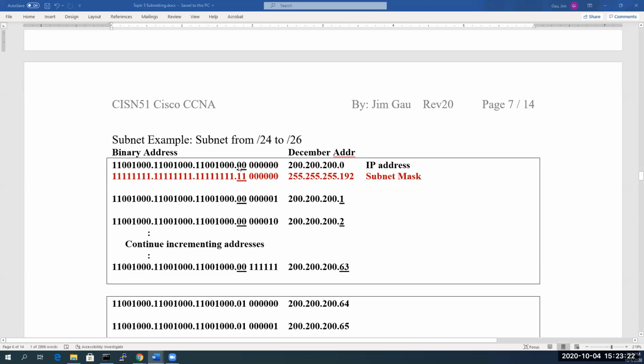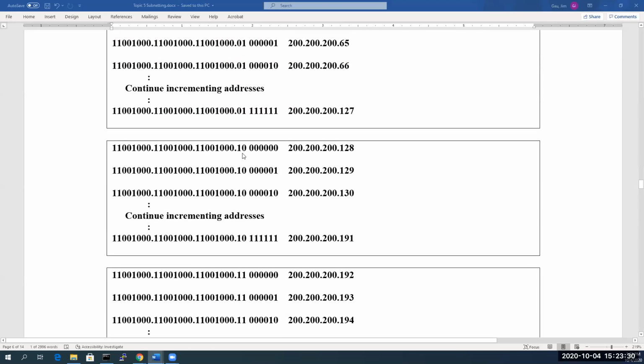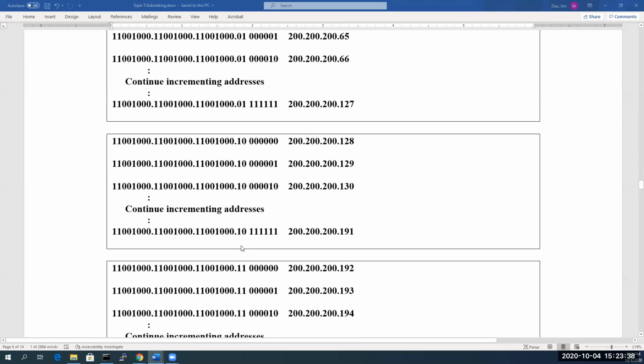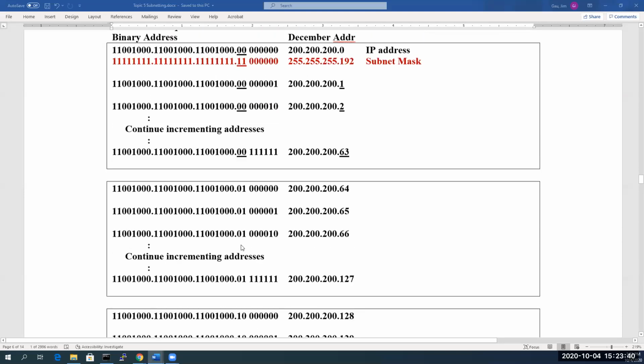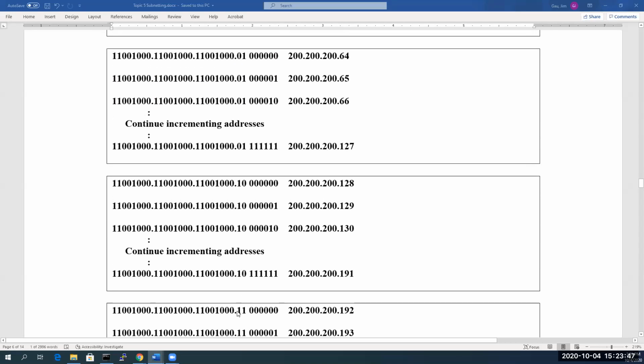Therefore, 00 is a new network. 01 is another new network. 10 is another, third new network. And 11 is the fourth new network. And that's it. There's no more combination you can put. So you flip 2 bits. You can put in 00, 01, 10, 11. Actually, it's a total of 256.